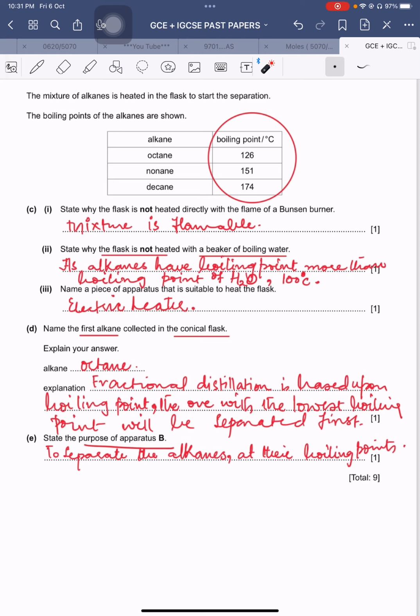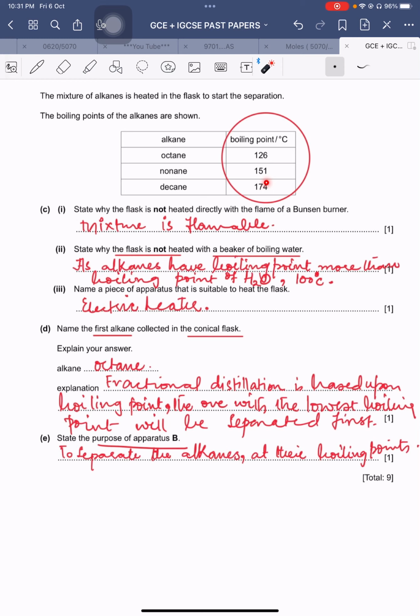Then there is another question: state why the flask is not heated with a beaker of boiling water. Here the boiling points of all three alkanes are greater than 100 degrees Celsius. We know that water's boiling point is 100 degrees Celsius, so in the water bath the temperature does not increase beyond 100 degrees Celsius. As alkanes have boiling points more than that of water, and the temperature of the water bath will not exceed 100 degrees Celsius, it cannot be used.